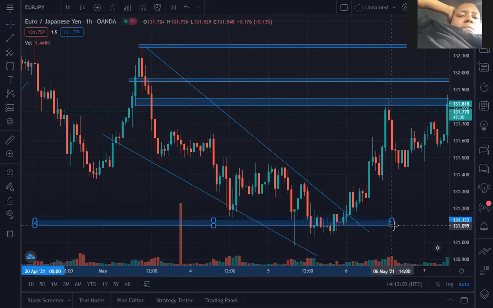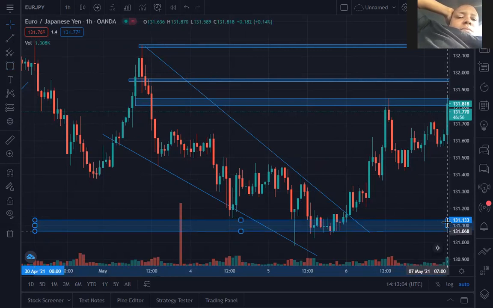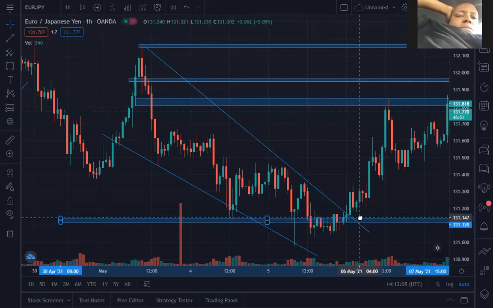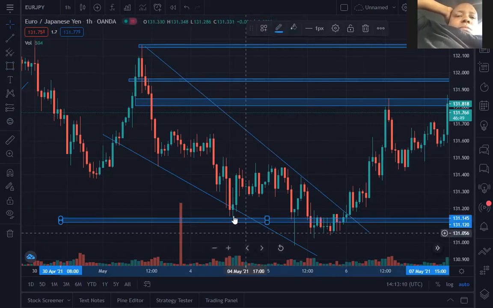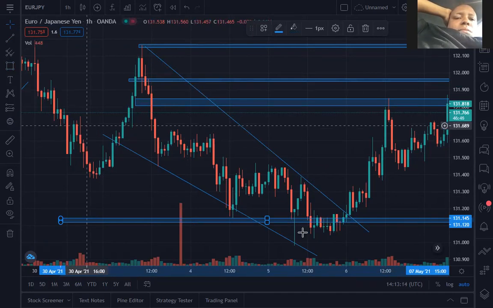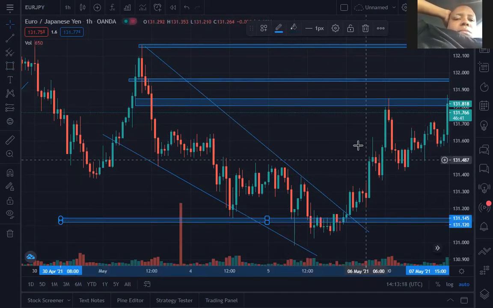So I can just, let me take the one at the bottom, or let me put it in between, because I have price bouncing here. Though it was a trend line, it was trending. And I also have price here.